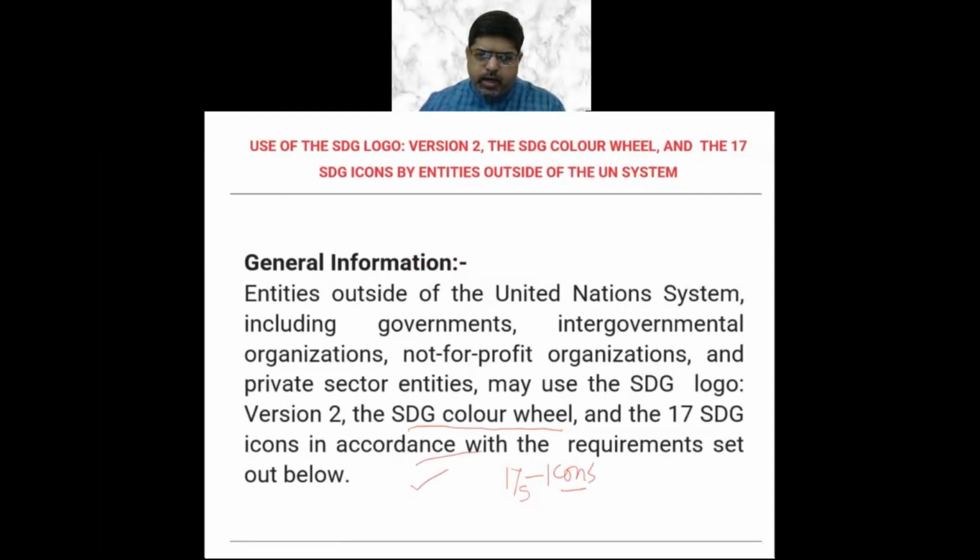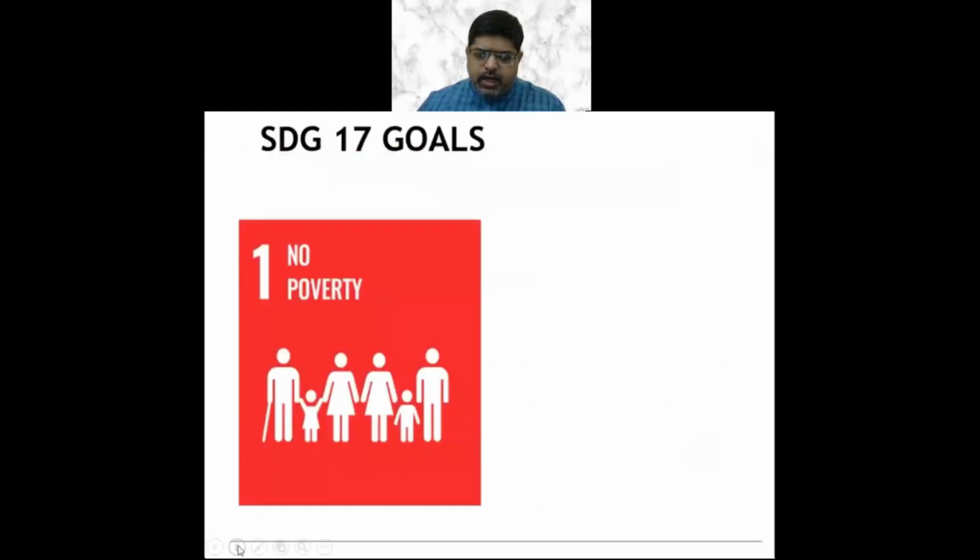Also, there are 17 icons altogether, and this icon is in accordance with the requirements of the standards set by the United Nations. So let us talk about their first indicator, that is the first goal. First of all, the United Nations declared after the Millennium Development Goals (MDG), where they talked about zero hunger or zero poverty. Now they are turning to the SDGs to be completed by 2030. The first goal of SDG is no poverty.